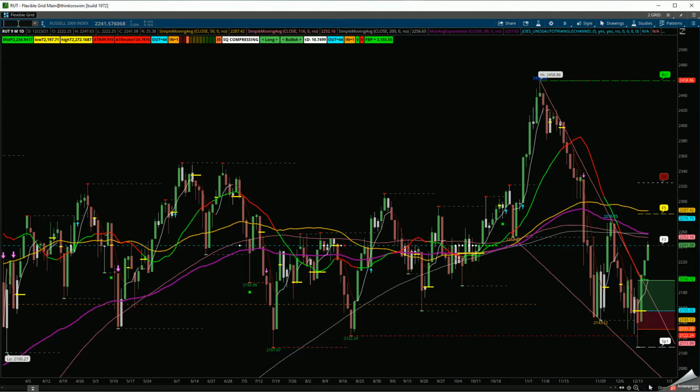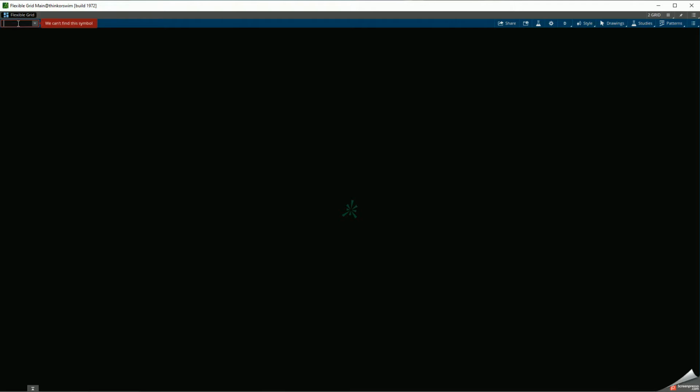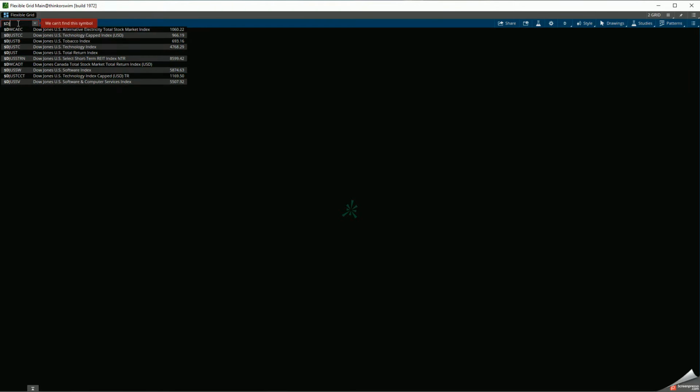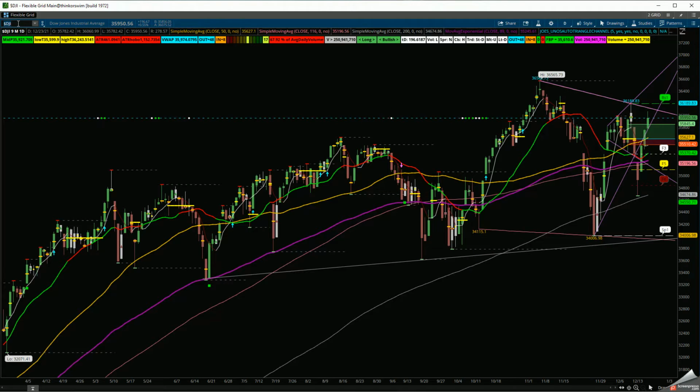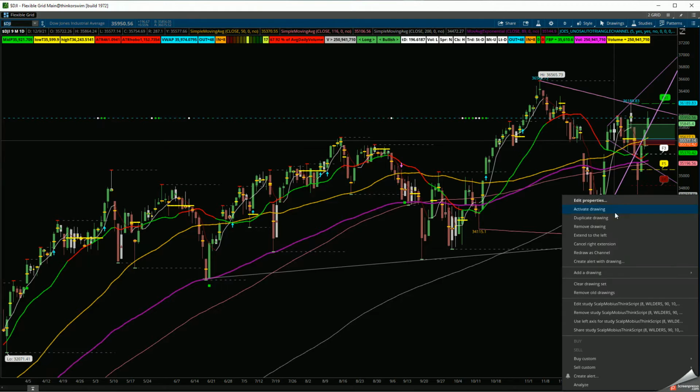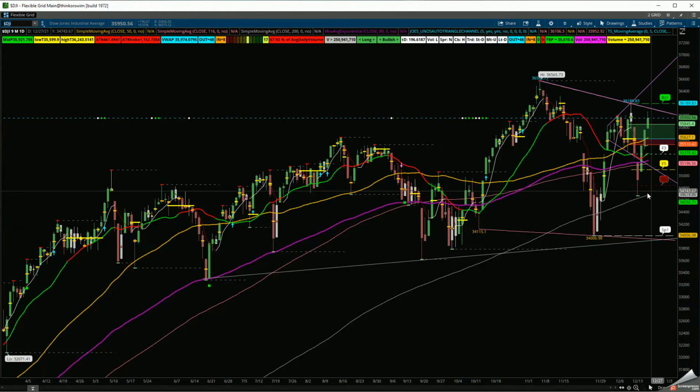Let's take a look at the Dow Jones Industrial Average, $DJI. We can see that the Dow Jones Industrial Average, we were inside of a linear regression channel. We eventually broke out of it. We're going to remove this one. We're going to connect this one.